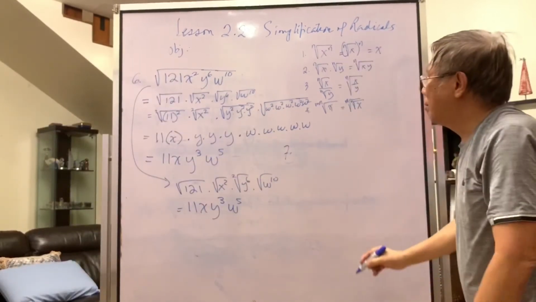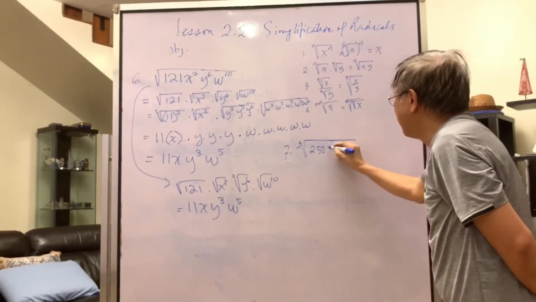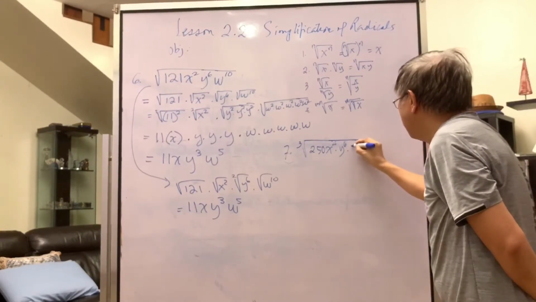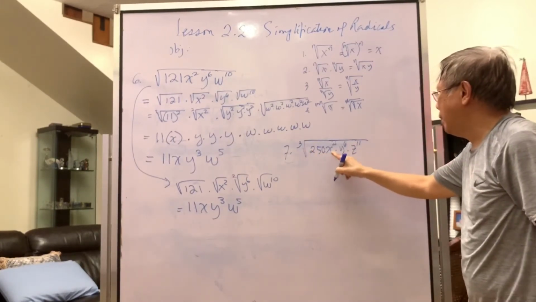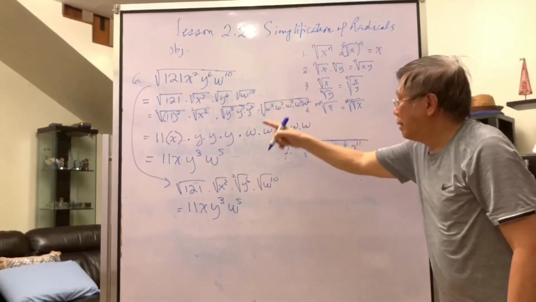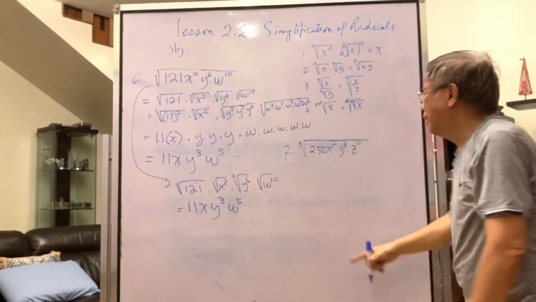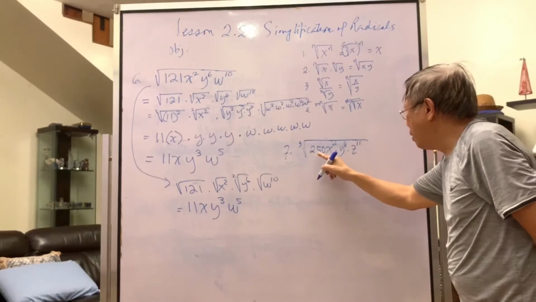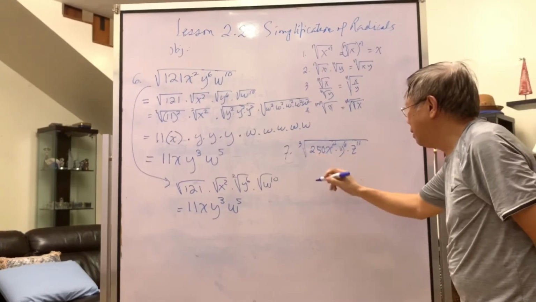Number 7, for example, I will have here cube root of 250 x to the 4th, y to the 6th, and z to the 11. This is cube root of 250 x to the 4th, y to the 6th, z to the 11. Whenever you simplify a radical expression, always take a look at the given index. So the given index is 3, which indicates that we are going to find perfect cubes among all these factors here. Let's start with 250, the constant coefficient.